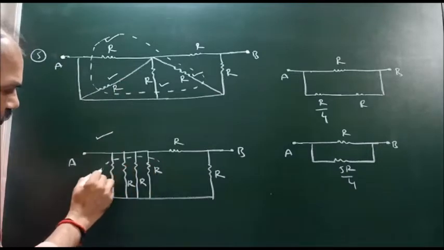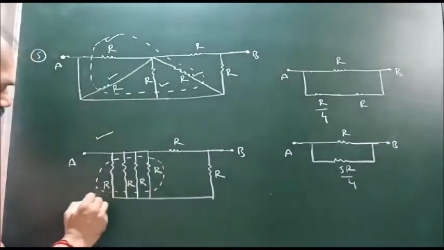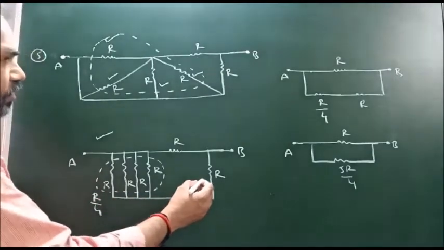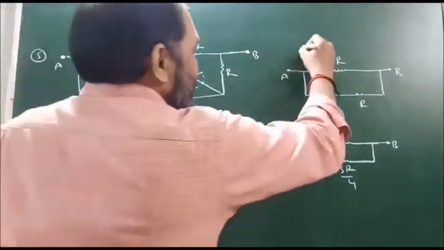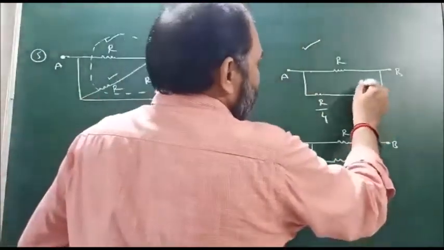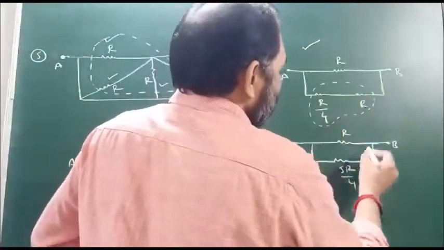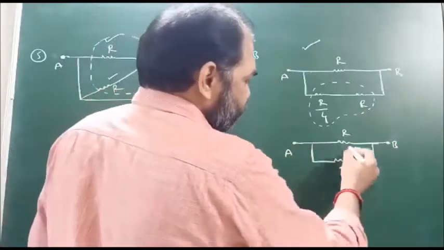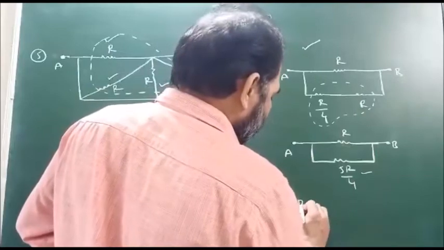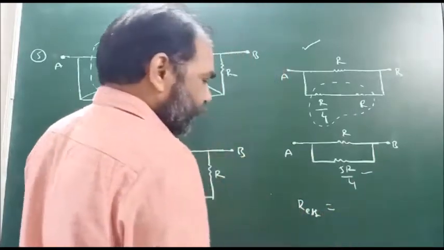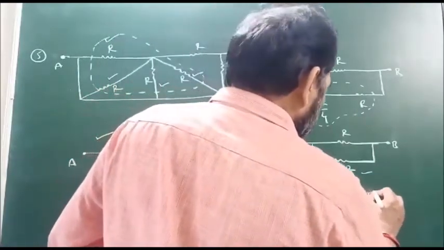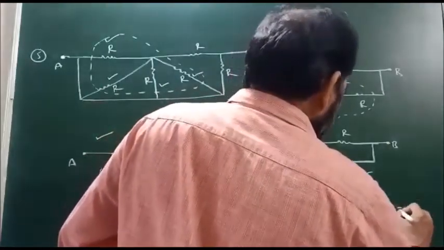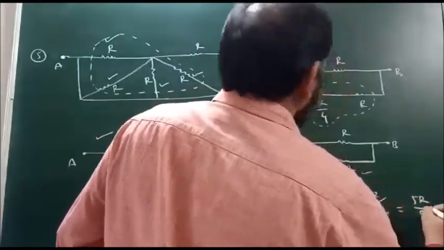In this case, these four resistors are present in parallel combination. That's why their effective resistance becomes R by 4. Here R by 4 and R are present in series. That's why by redrawing this circuit we can get this one. So R and R by 4 are present in series combination. Their effective resistance is 5R by 4. Now, in between A and B, R and 5R by 4 are present in parallel combination. Therefore, the effective resistance between A and B is equal to R into 5R by 4 whole by R plus 5R by 4. That is equal to 5R by 9.